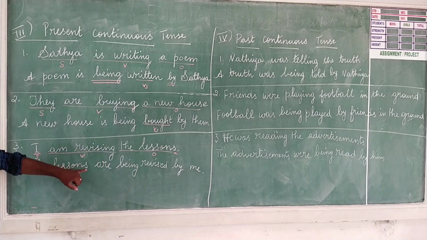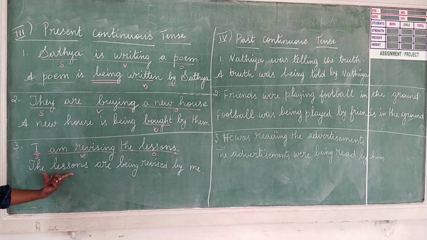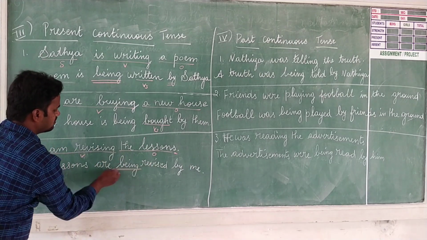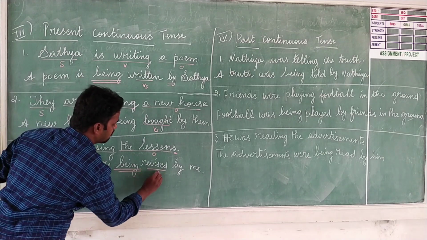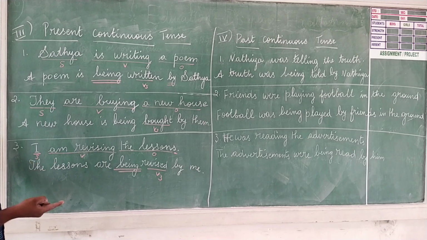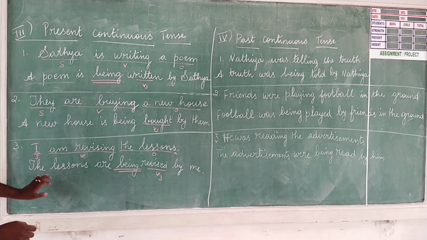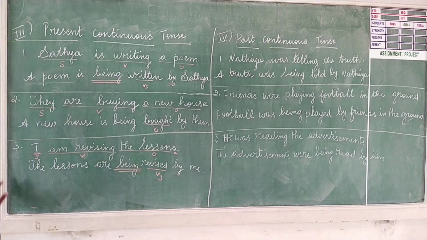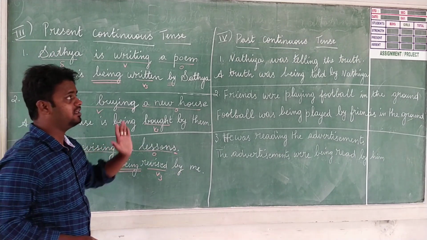The lessons. So when you are writing the subject, please check whether the subject is singular or plural. So in this, the subject is in plural. So we should use the plural form of the verb. The lessons are being revised by me. So we should add this being along with the V3 form of this word. So the V1 form is revise, V2 is revised and revised is the V3 form. The lessons are being revised by me. So if you are clear with this, it will be easy for you to follow in past tense.